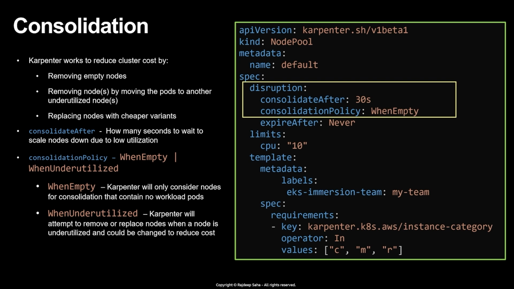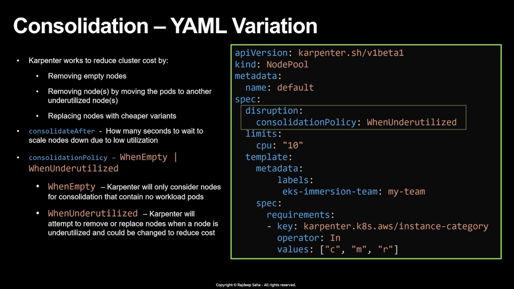And if you are noticing another field, expire after, under the same disruption field, that is not related to consolidation. So consolidation and expiration are different kinds of disruption. We are going to learn about the other kinds of disruption, including expiration, in a separate lecture. But consolidation has these two options: consolidate after and consolidation policy. Another variation, you can skip the consolidate after. You can just put disruption, consolidation policy when underutilized. All right, so this is how out of the box you just enable a flag and Karpenter will start saving you money.